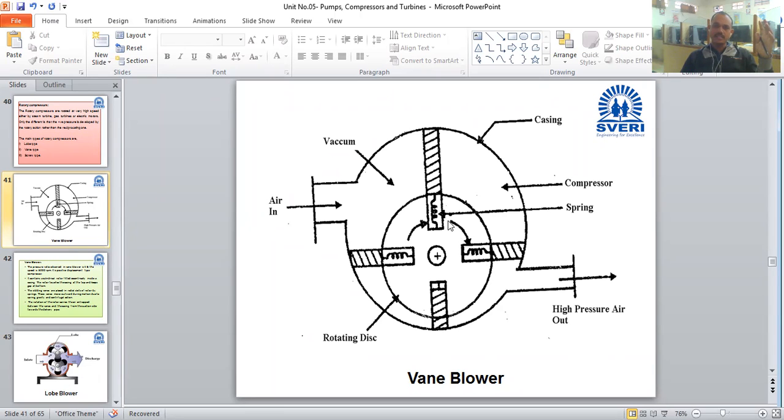So this spring is the compression spring. With that compression spring, these vanes are fixed here in the slot. Okay.